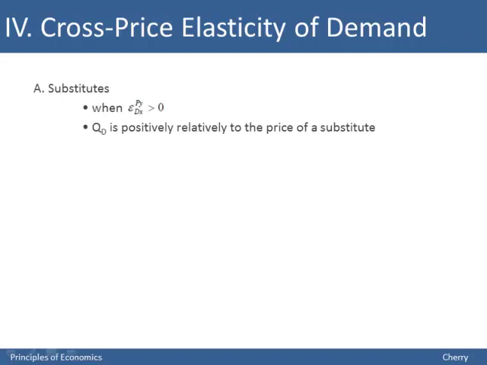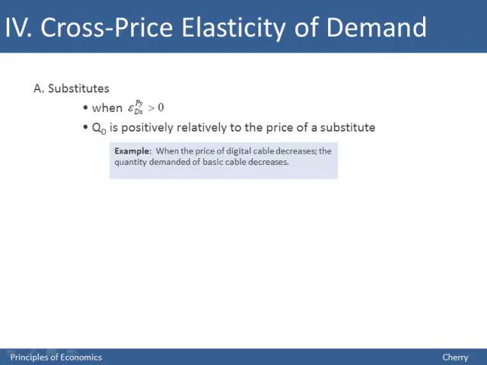So as I mentioned, cross-price elasticity gets at the idea of substitutes and complements. When the cross-price elasticity of demand is positive, greater than 0, then we have a substitute. Right? Quantity demanded is positively related to the price of a substitute. We covered that initially in the determinants of demand. But with this elasticity, we can actually measure how strong of a substitute those two goods are. Right? So when the price of digital cable decreases, the quantity demanded of basic cable decreases.